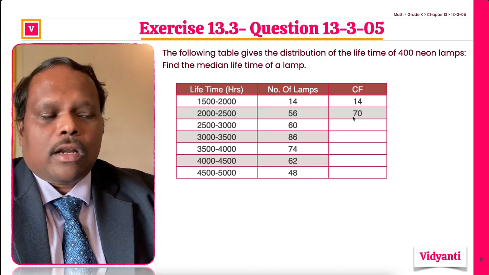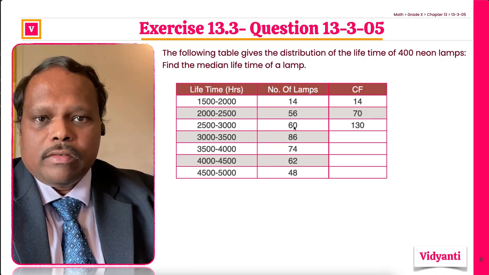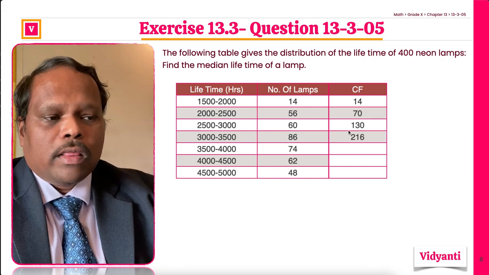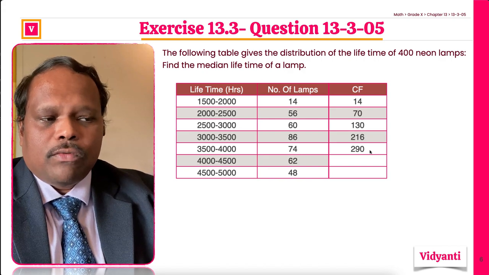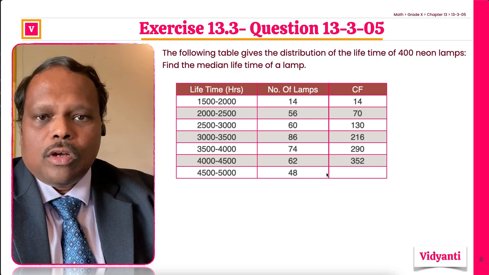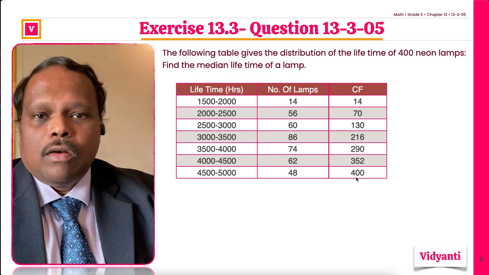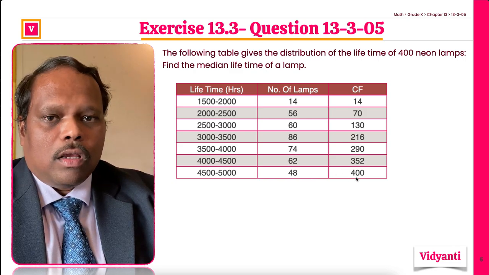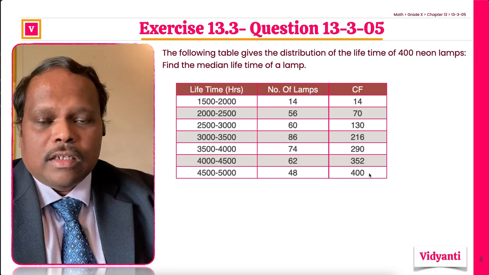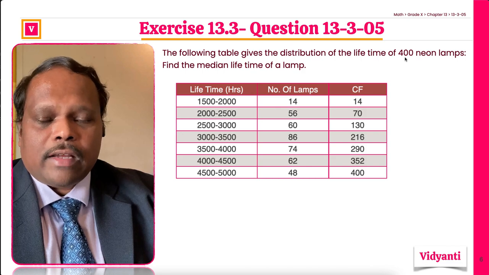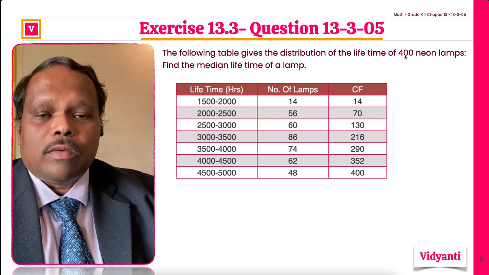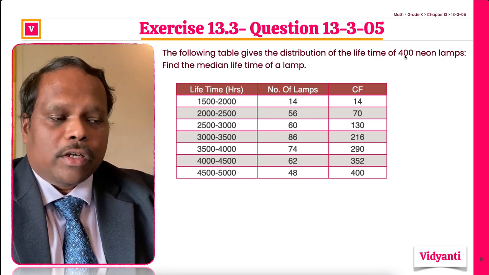So if you extend that logic, 70 plus 60 will be 130. 130 plus 86, that will be 216, plus 74 will be 290, plus 62 will be 352, plus 48 will be 400. Now, if you are accurate, this last number in the cumulative frequency table should exactly match with the total number of observations. If it is not matching, that means you have made a mistake somewhere. Go back and check your calculations.